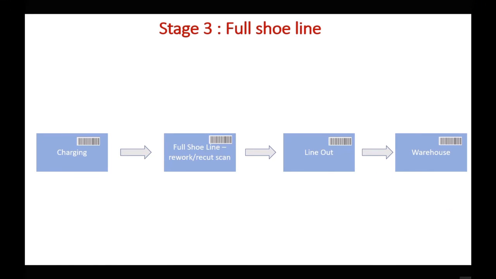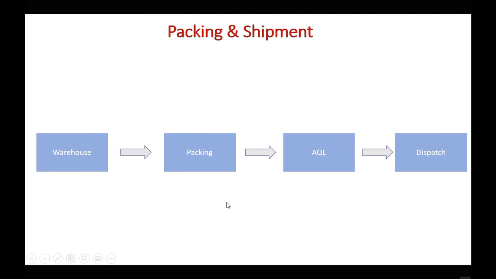So now we have seen all the processes in the footwear manufacturing, starting from cutting, upper making, full shoe line, and then finished goods, packing, AQL and dispatch. I have showed you the display board along with other important reports. I hope you find this presentation useful to you.